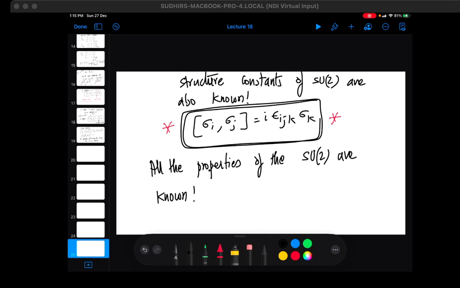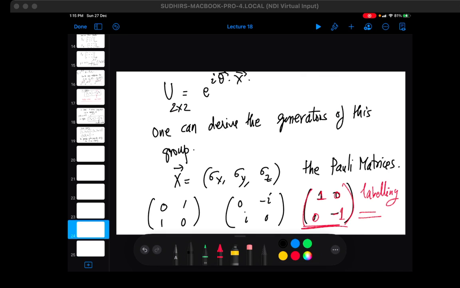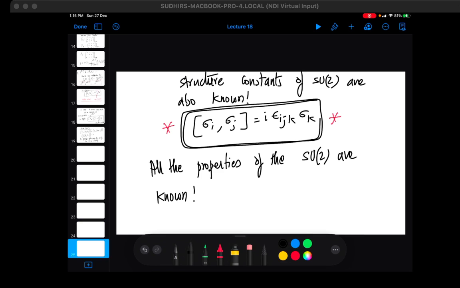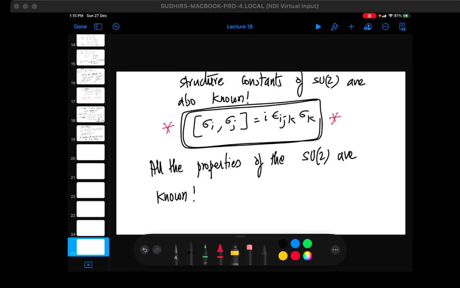They also satisfy the Jacobi identity and so on. So I know the Lie algebra of SU2 is known. They satisfy the Jacobi identity, they satisfy these commutation relations. I know the structure constants, and with this I know all the properties of SU2. I know it's a Lie group. I know almost everything. Now I am ready to actually study the representations of this group.